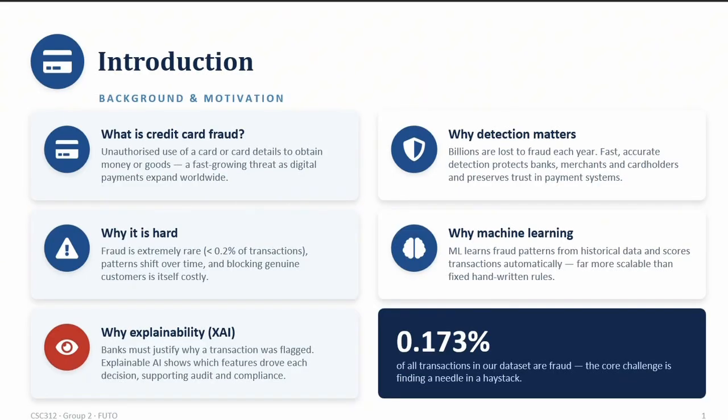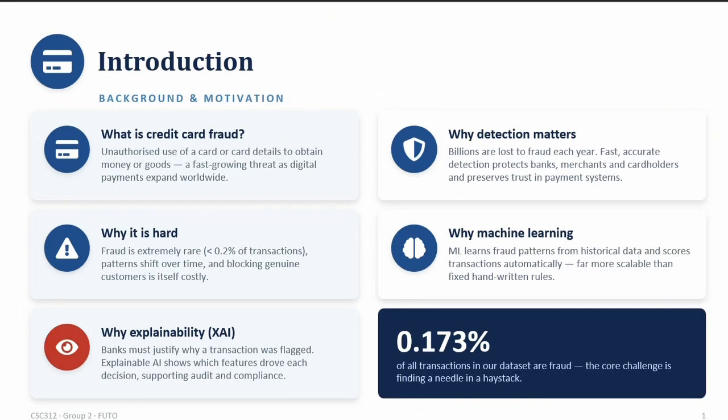So, what exactly is credit card fraud? It's when someone uses another person's card or card details without permission. And as online payments become more common, this has become a much bigger issue. And this costs banks billions every year. And the difficult part is that fraudulent activity is actually very rare. In our data sets, it makes up about or less than 0.2% of all the transactions. So basically, finding it is very difficult. At the same time, banks cannot afford to wrongly block genuine customers, so the system has to be accurate and reliable at the same time.